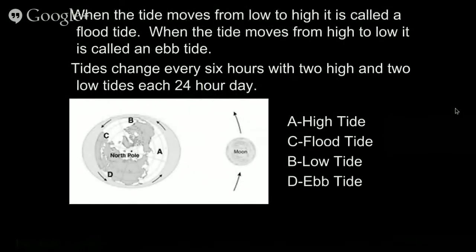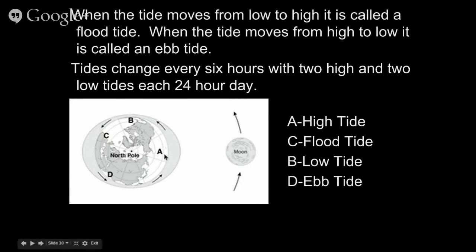So, we saw what creates the tides. Now let's look at the different types of tides that we have. So, when the tide moves from low to high, it's called a flood tide. So when you see the Earth moving from low tide to high tide, we call it a flood tide. When the tide is moving from a high tide to low tide, it's called an ebb tide. Tides change every 6 hours, with 2 high tides and 2 low tides each 24-hour day.